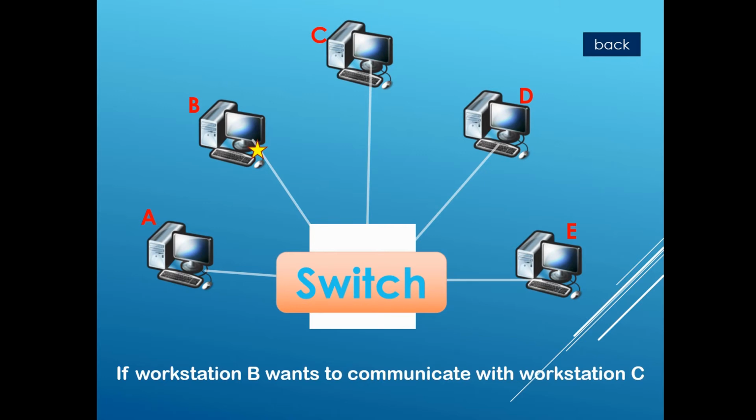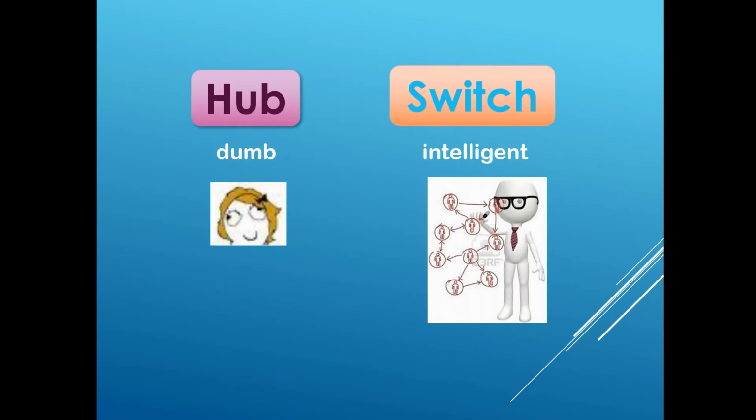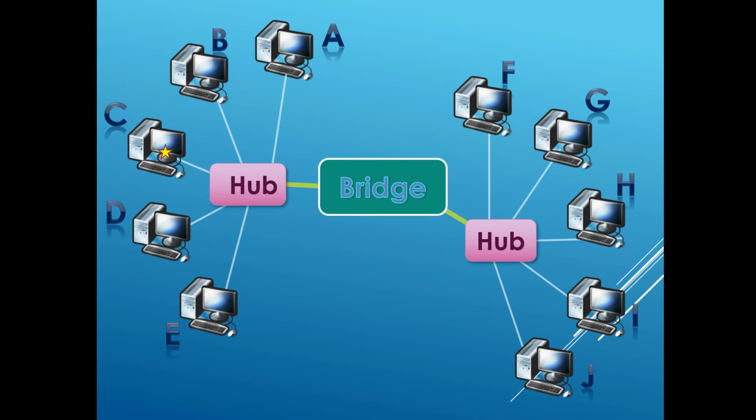A network switch, let's look at the same thing. B wants to send something to workstation C. The switch reads the address and it goes directly to C. So basically, a hub is fairly dumb, it's not very sophisticated, it's fairly simple. The switch is much more intelligent. It can do a lot of different things and read addresses, and we won't get into the complexities.